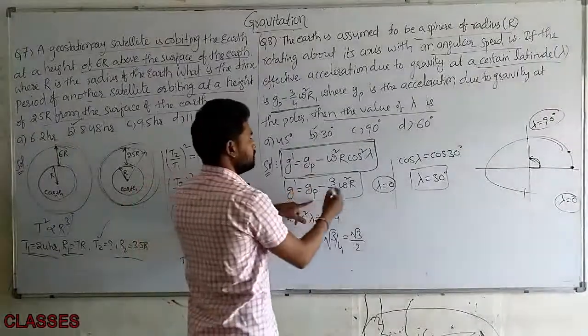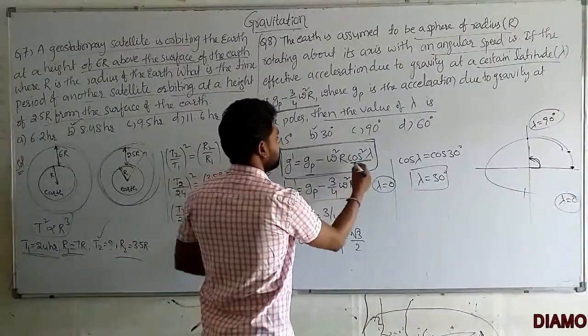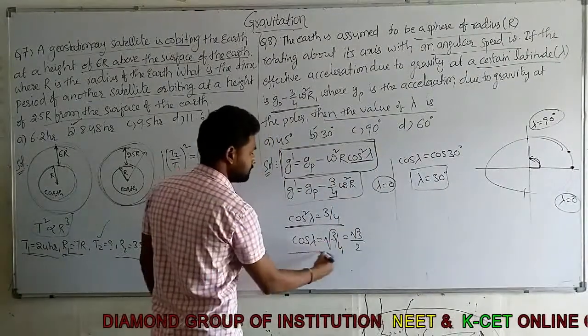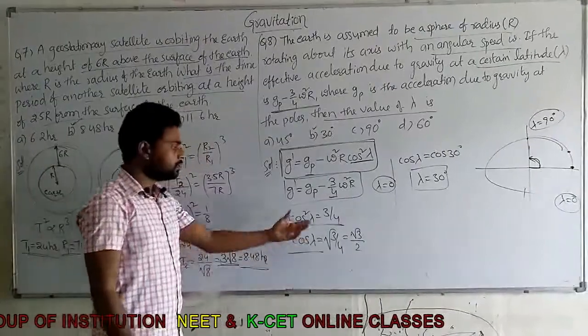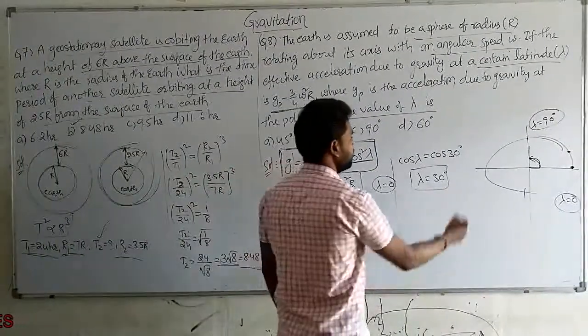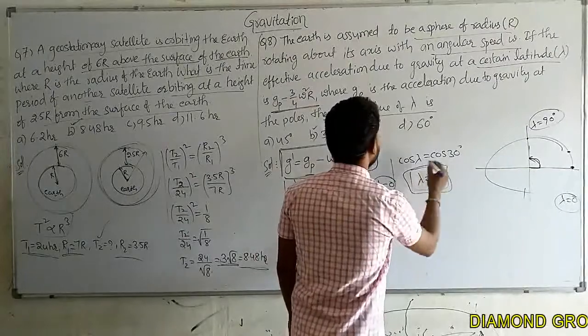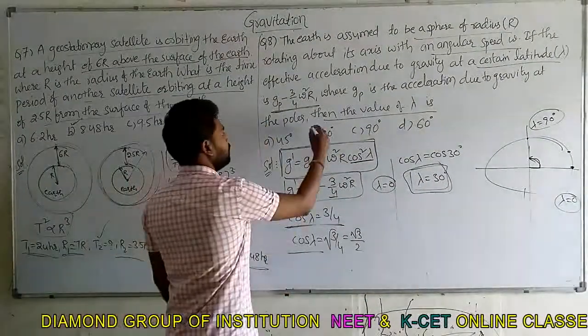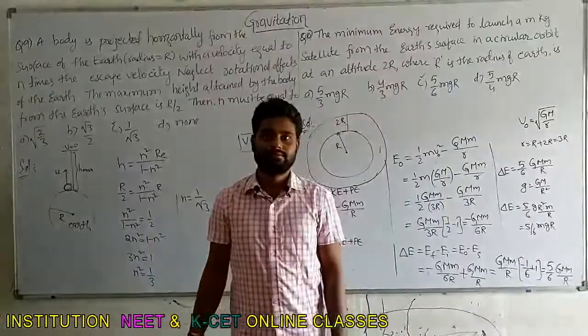So g_p is there, omega square r cos square lambda plus we have the 3 by 4. So cos square lambda equal to 3 by 4, cos lambda equal to square root of 3 by 4, root 3 by 2 we will get. So in the cos term, when will we get root 3 by 2? That means 30 degrees. So lambda equal to 30 degrees. That means at the latitude 30 degrees we have this value. Okay, B option is the right answer.